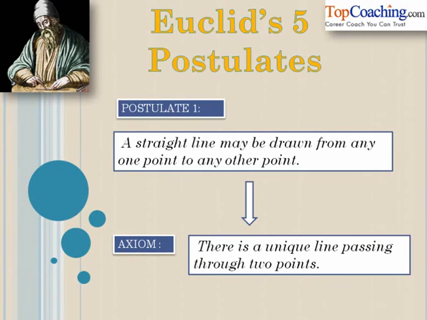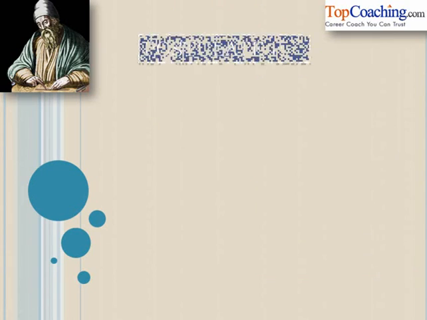So postulate 1 given by Euclid is that a straight line may be drawn from any one point to another point. We can state this postulate in another manner, which is: there is a unique line passing through 2 points. If we have got 2 points, then there is a unique line that passes through these 2 points. Let's try to understand this postulate.